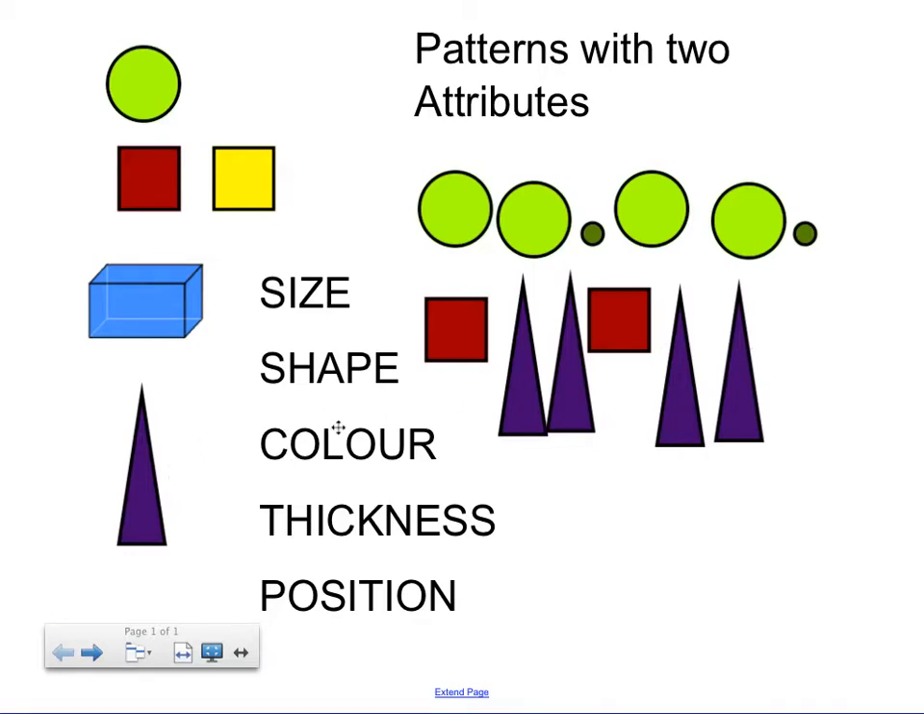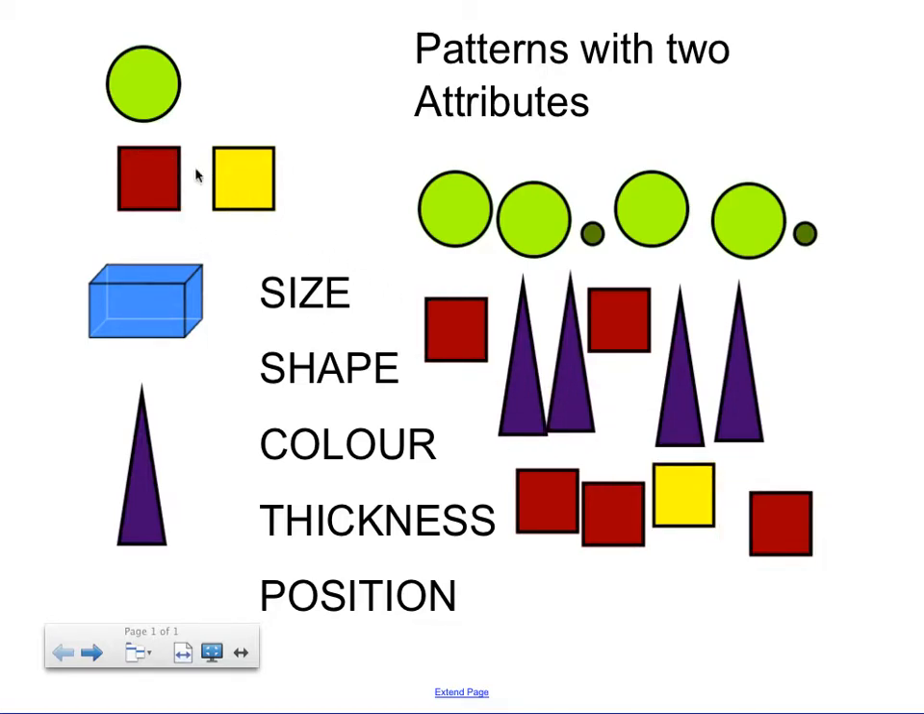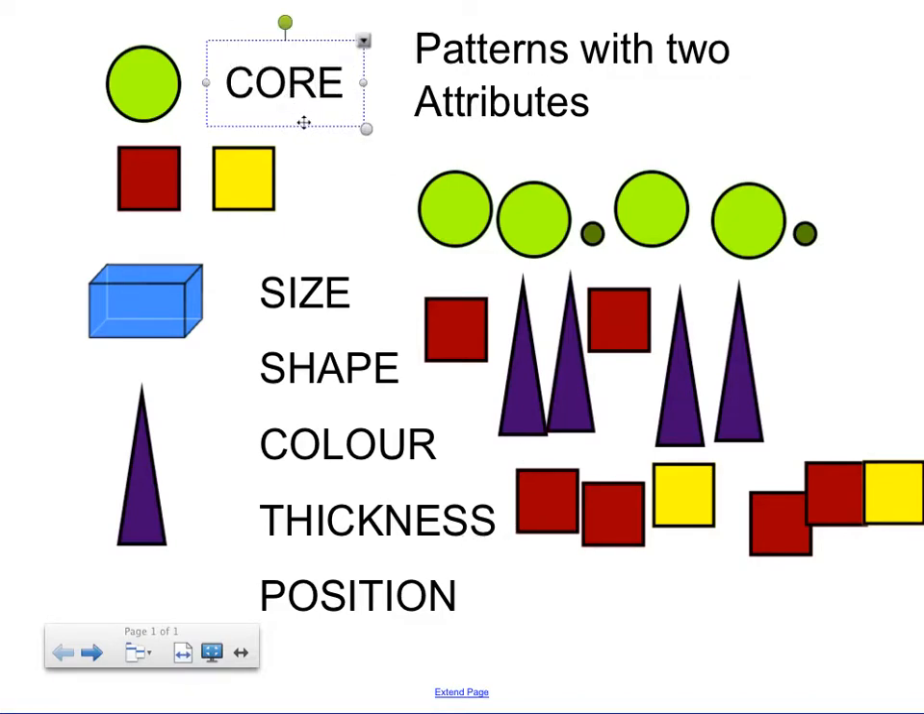Next, we can look at color. So I could go a red square, two red squares, followed by a yellow square. Two red squares, followed by a yellow square. So again, my core, so I'll spell core up here. Core is always something that repeats. It's a pattern that repeats over and over again. Okay, that's what a core is.